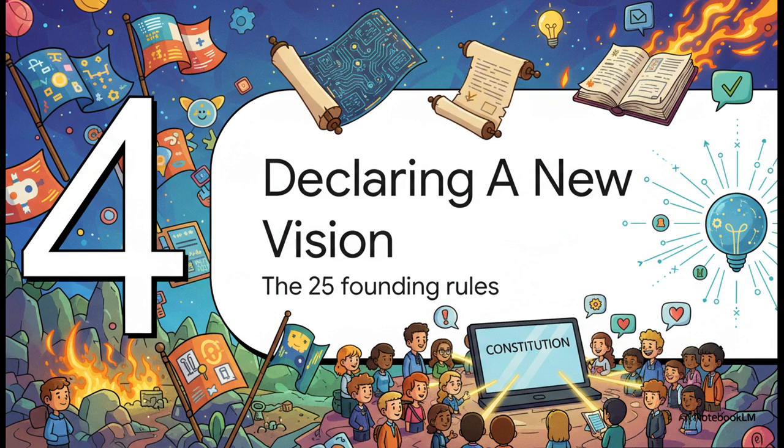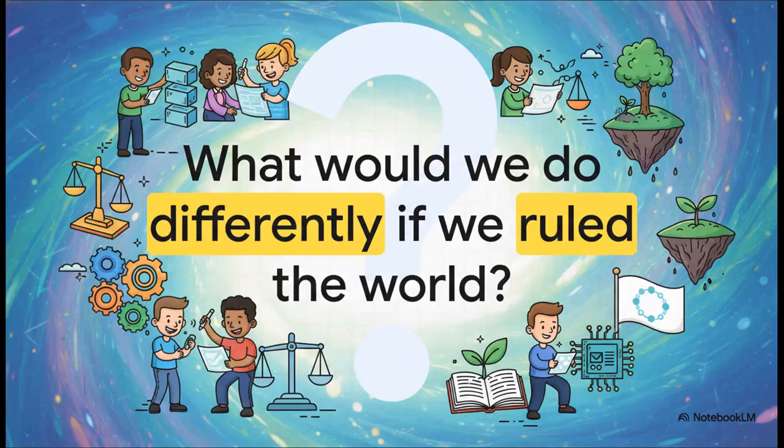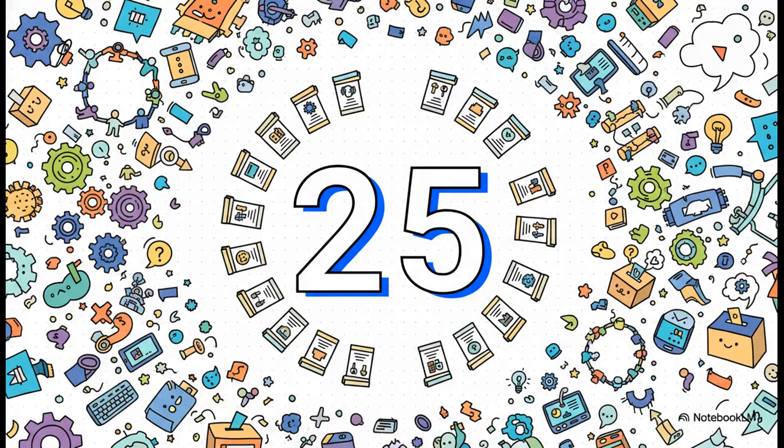But now, it was time to give the nation its soul. It was time to write a constitution, to declare the values that would guide every single citizen. The students were hit with this massive challenge, this incredible question. If you could start society completely over, from scratch, what principles would you build it on? What would be the fundamental truths of your world? So after a ton of discussion, debate, and collaboration, they landed on it. They created 25 core rules for their new society.